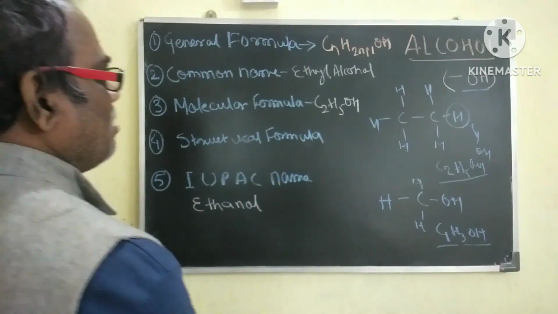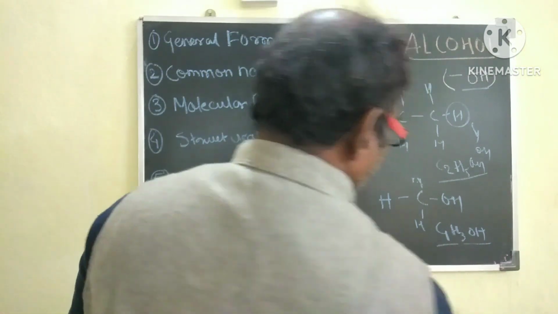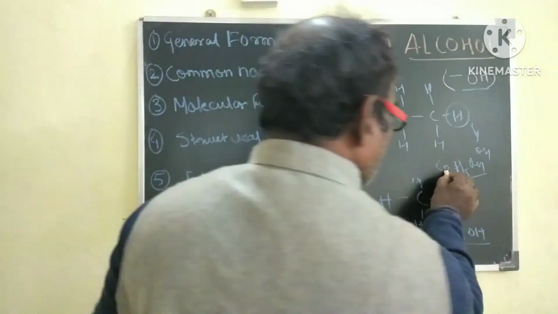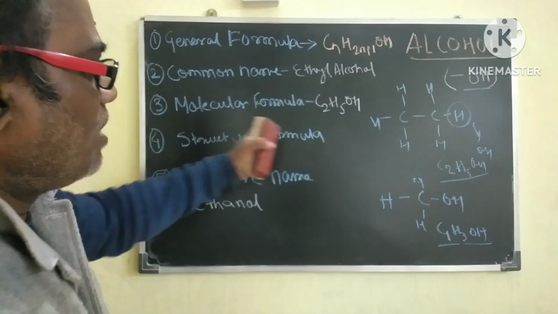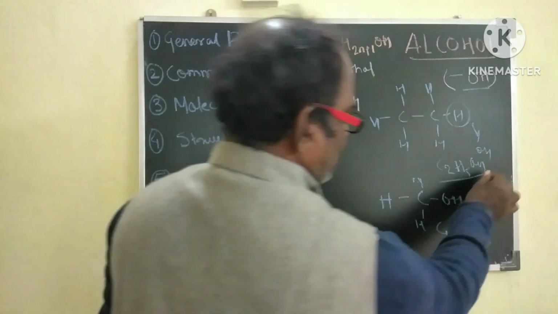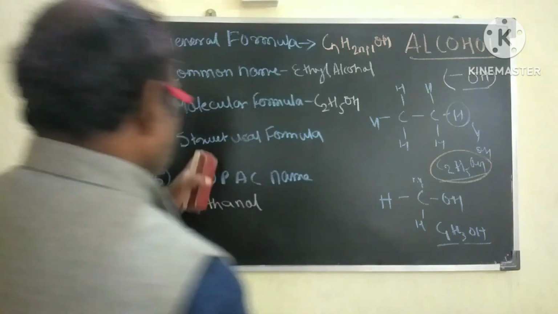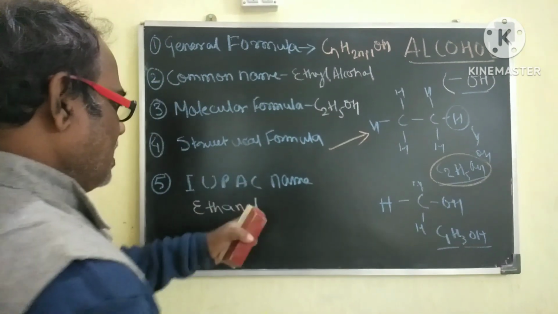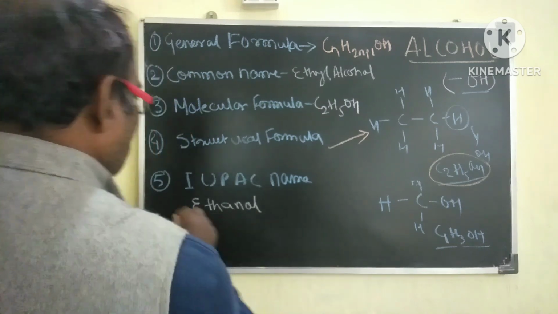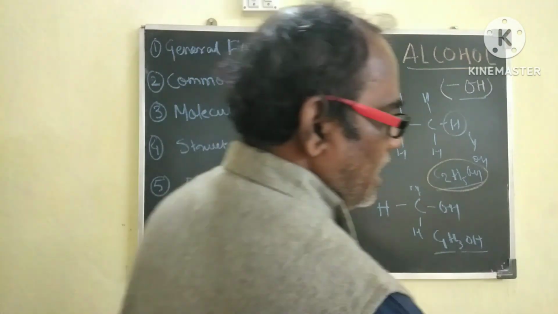Next, we can write down the common name. If the carbon atom is 2, then we say it is ethyl alcohol. Then the molecular formula is C2H5OH. Already I have done it over here. The structural formula goes with it. The IUPAC name is ethanol. So this you must know before your exam.